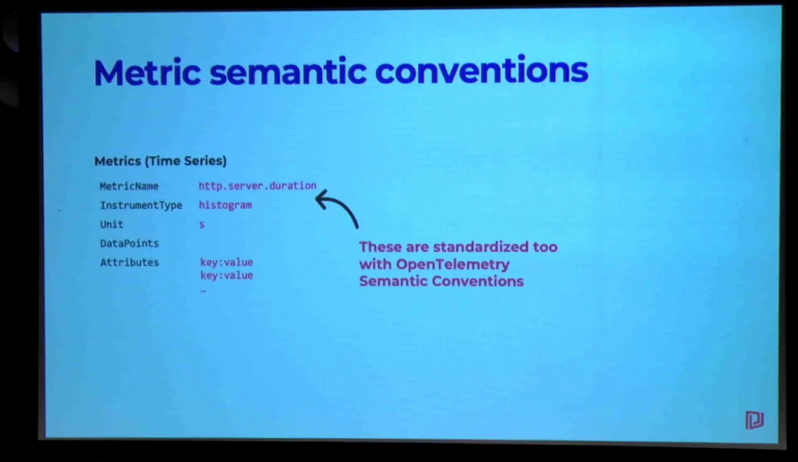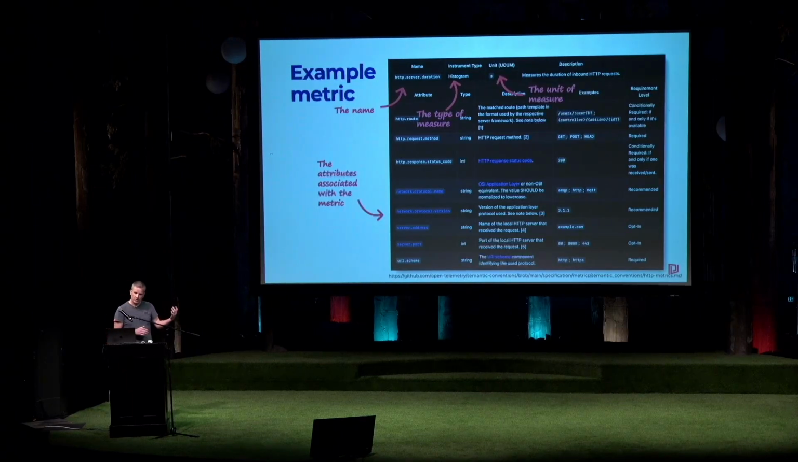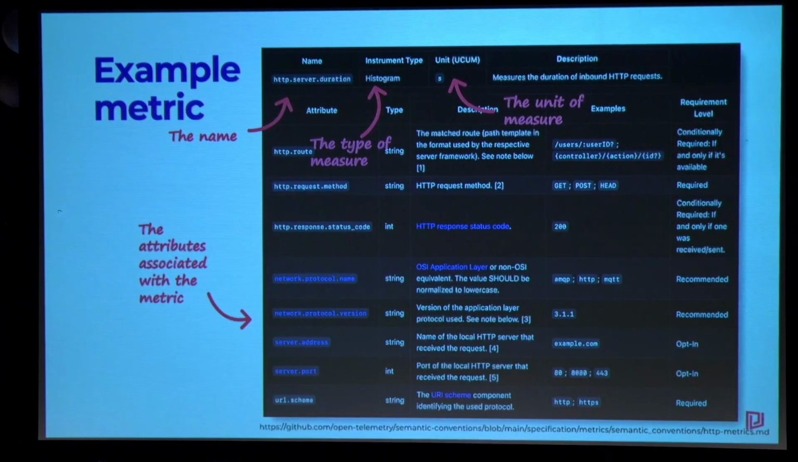Semantic conventions also, on top of all of that, standardizes the names of our metrics, what instrument types they are, and even the units. So the more the data is standardized with OpenTelemetry semantic conventions, the more straightforward it's going to be to use that data, because we know what data we actually have in our database and how to use it. So an example metric, for example, we've got the name http.server.duration. It should be of histogram type, and it should be seconds. And then you can see that with the metric, it's also defining the attributes that should accompany that metric.